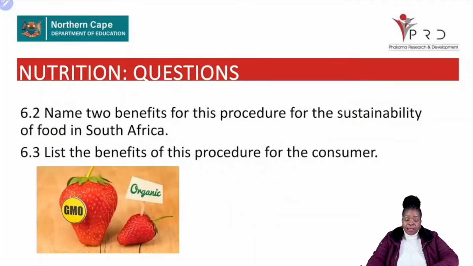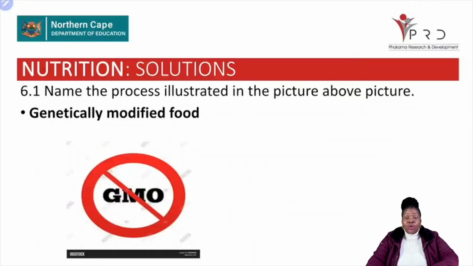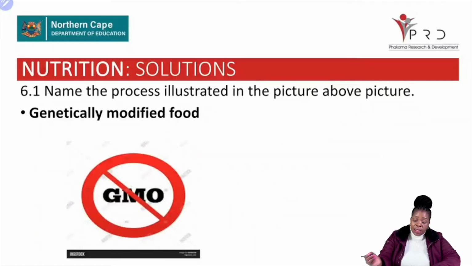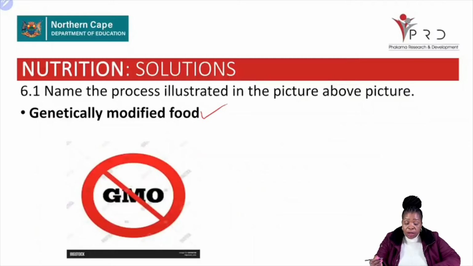Welcome back, learners. Now we go to our solutions for the question. For 6.1, it says, name the process illustrated in the picture above, right? So that process represents genetically modified food, right? So we always hear people talking about GMOs, GMO food. So GMO stands for genetically modified organisms, right?